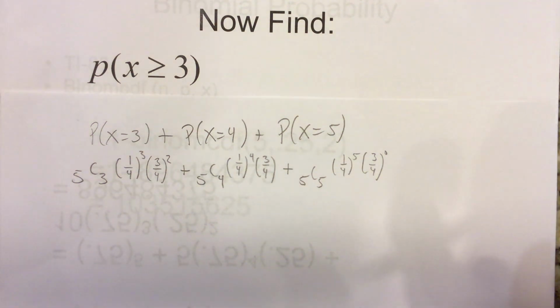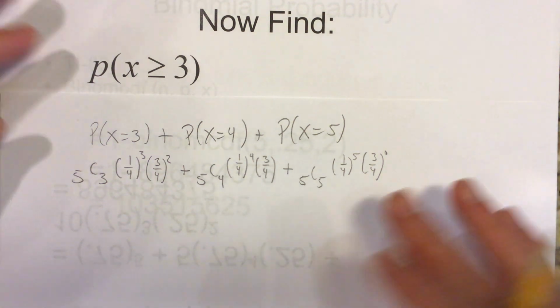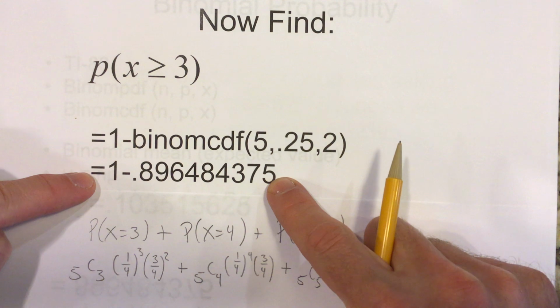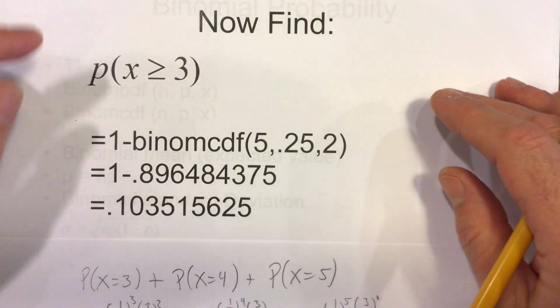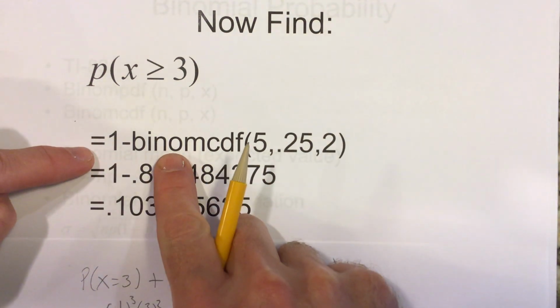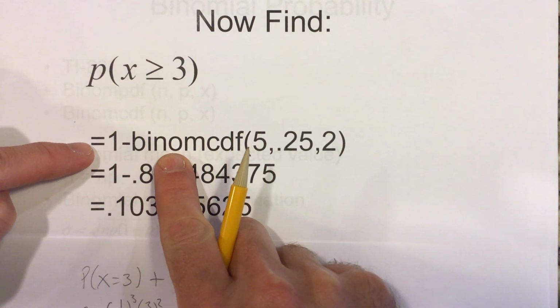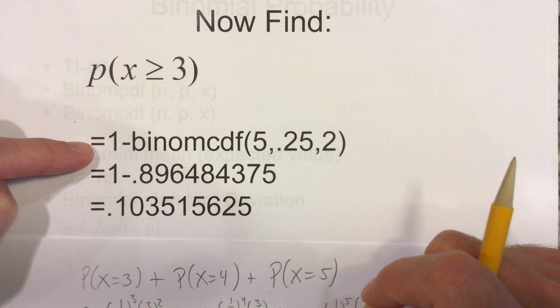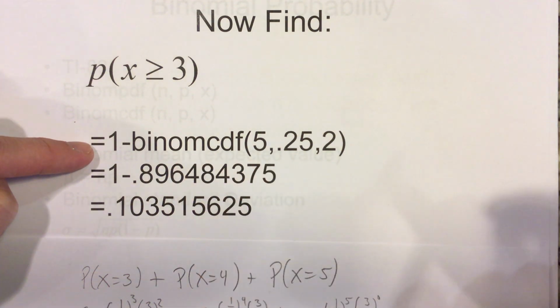But of course, doing it the fast way would be, hey, we just figured out 2 or less. This is the complement. So I would just do 1 minus what we just calculated. And there's our answer. Okay, now that brings me to a function on your calculator. Your calculator had the normal distribution function.